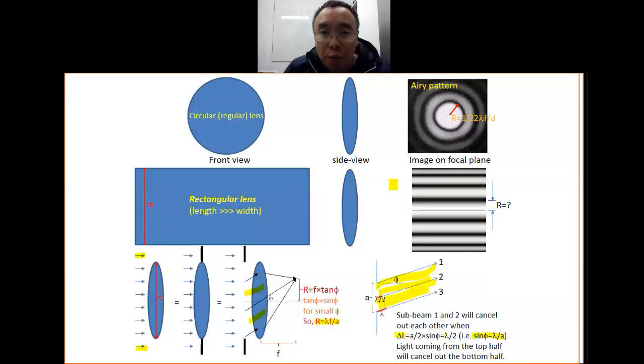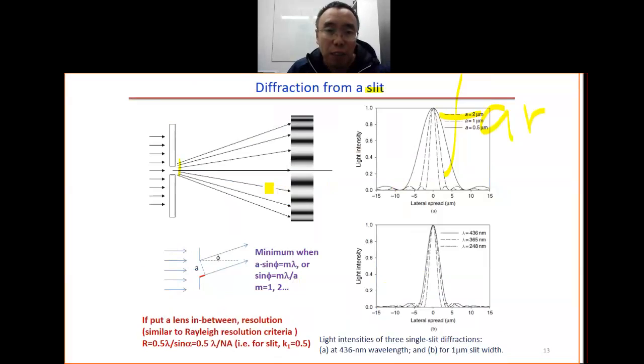Then we can do a similar calculation as in the case of the circular lens. So in the end, we get R equal to 0.5 lambda over sin alpha, that is 0.5 lambda over NA. So that means for the slit, the K1 factor equals 0.5. We know for the circular lens, the K1 factor is 0.61.